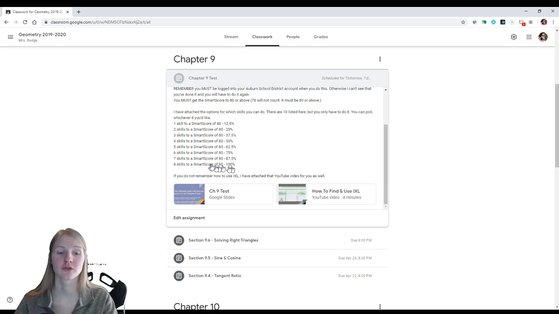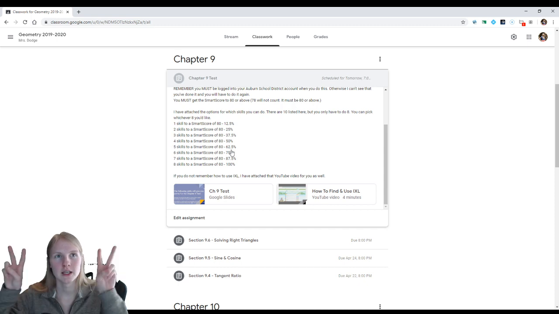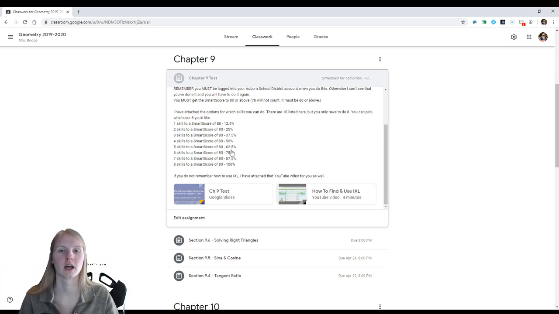So 8 skills for an A, 7 skills for a B, 6 skills for a C, 5 skills for a D. We're not giving Ds during the coronavirus, but it would have been a D. And 4 skills or less, that is not passing.